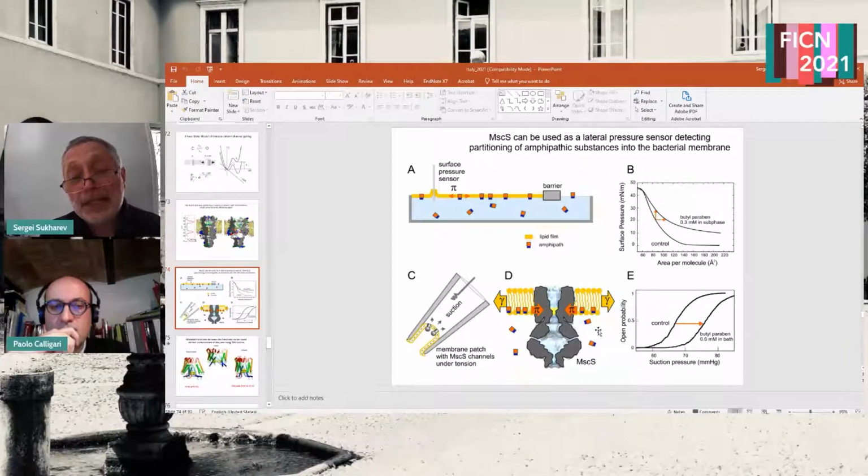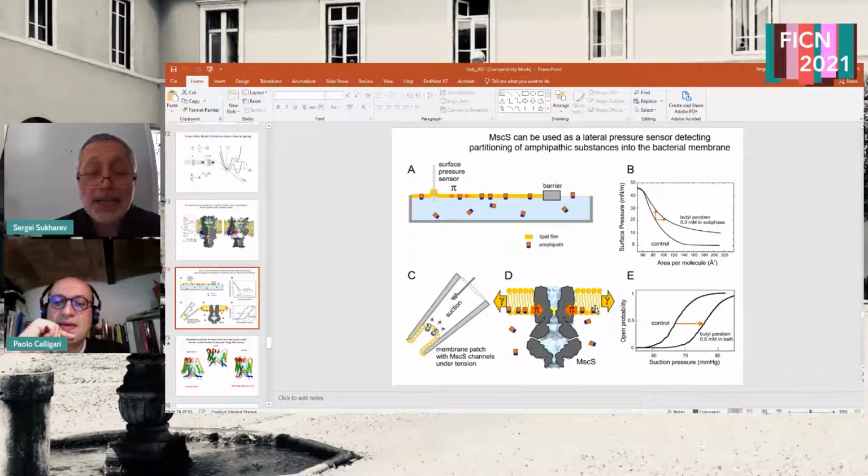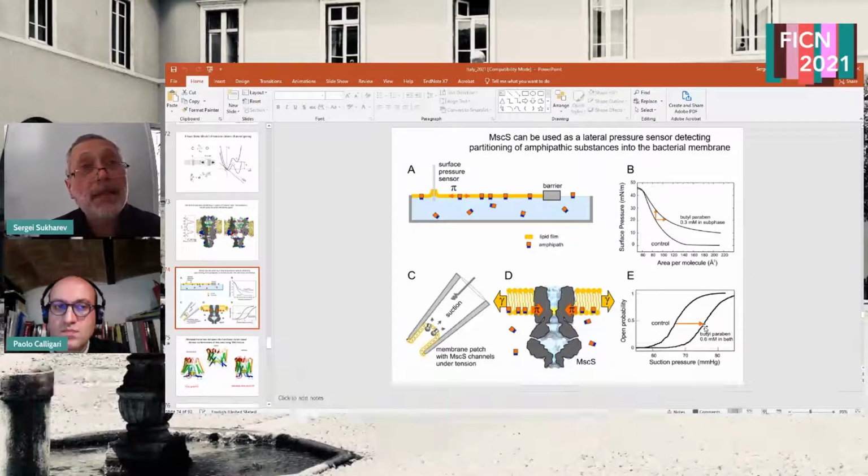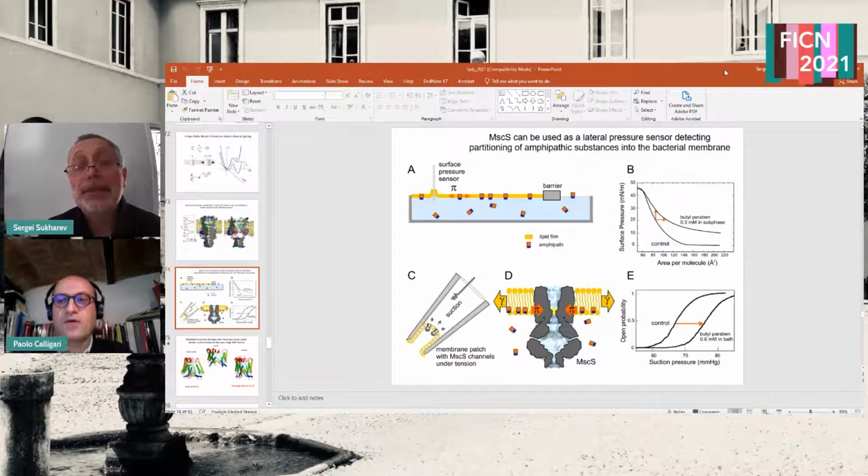Interestingly enough, MscS can be used for the same purpose because the drug shifts the activation curve to the right. And therefore, this guest molecule that exerts extra tension, extra pressure on the gate, its manifestation is the shift, so that you can measure those response curves, and you can measure the partition coefficient not into an artificial membrane, but into the real bacterial membrane, because it's the inner membrane. So that's where we are.